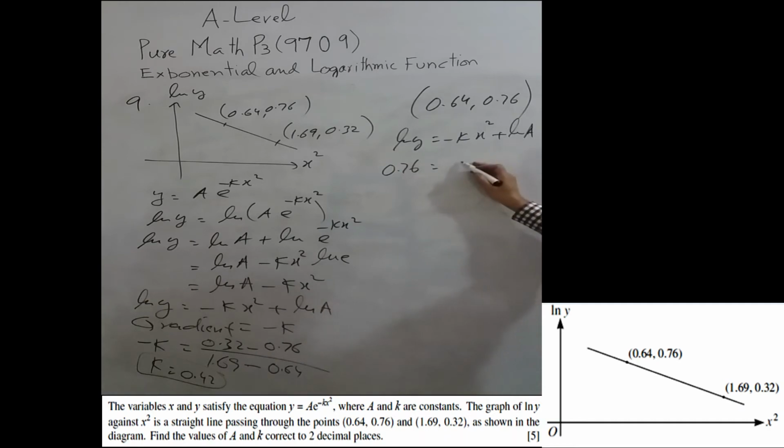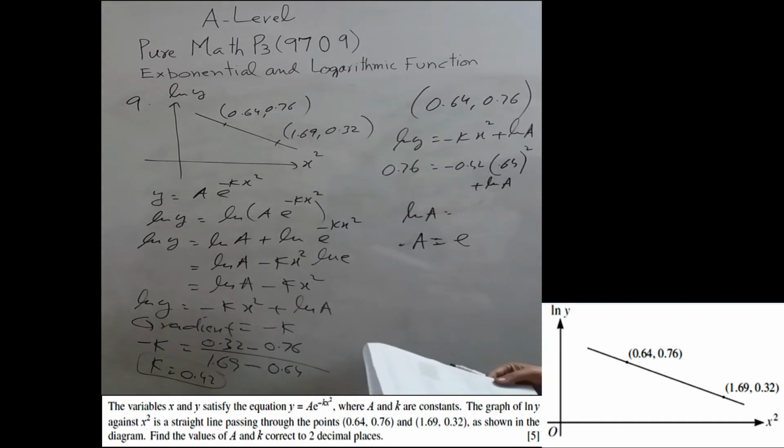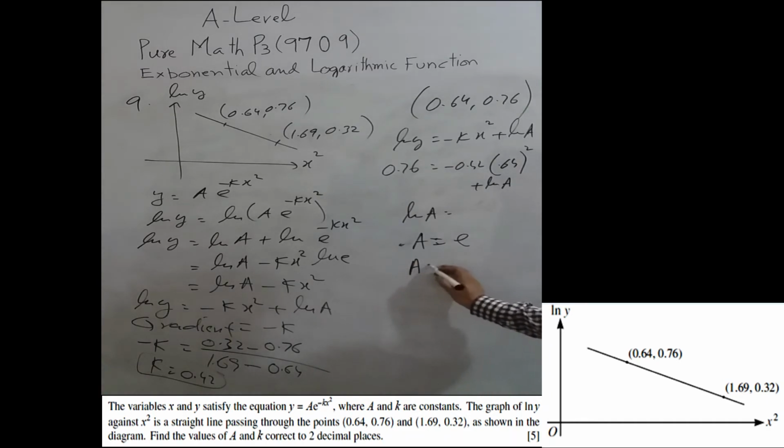Now k is 0.42 into x is 0.64 square plus ln a. So you find yourself ln a is equal to, you get some number, then capital A will be equal to e raised to the power this answer. You please use a calculator, and you will get the value of a to be 2.80.